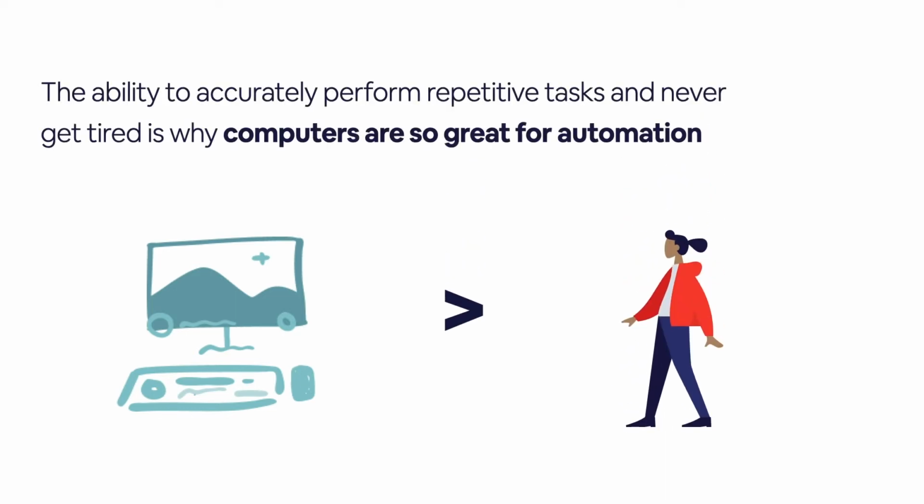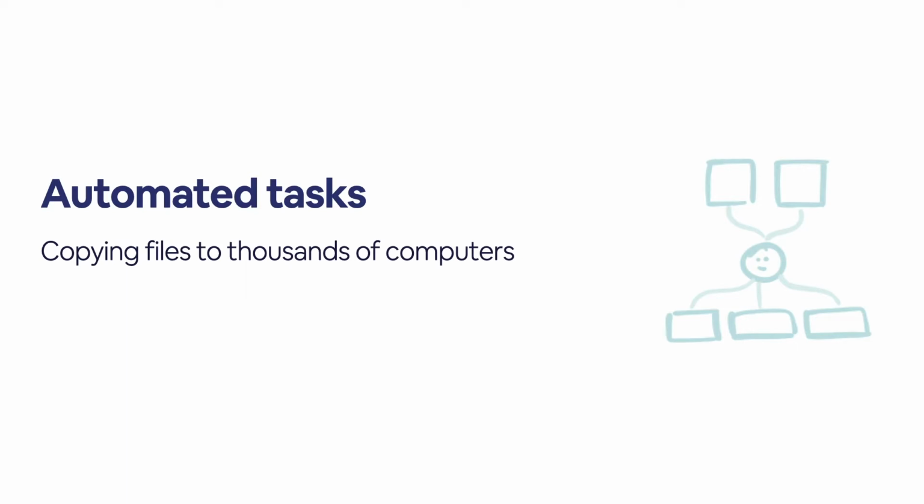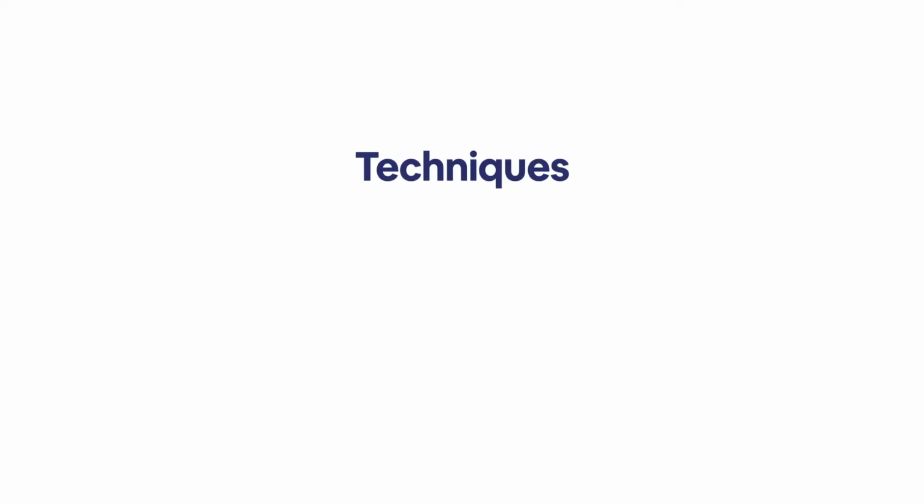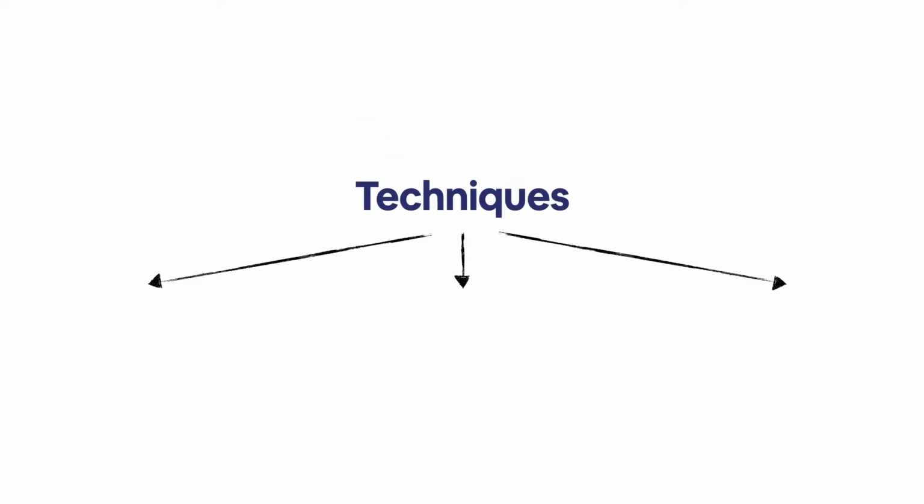The ability to accurately perform repetitive tasks and never get tired is why computers are so great for automation. The automated task could be anything like copying files to thousands of computers on a network, or sending personalized emails to millions of users. It does not matter how complex the task is. Your computer will do it as many times as you tell it to, which leaves you time for more interesting and creative tasks. In the next few videos, we'll explore 3 techniques for automating repetitive tasks.